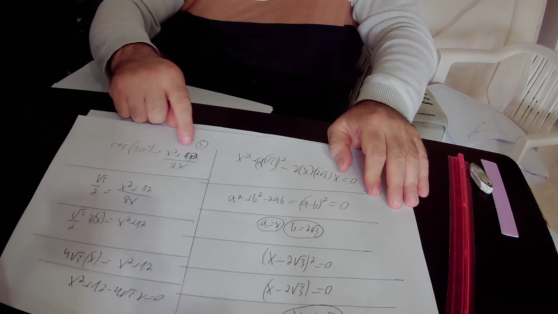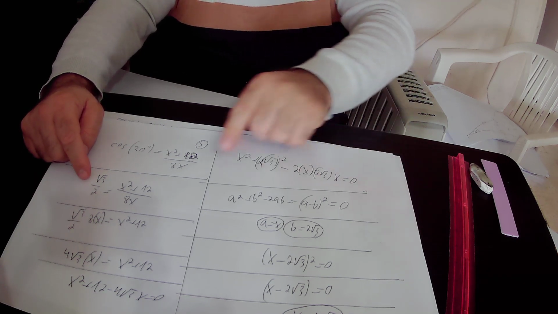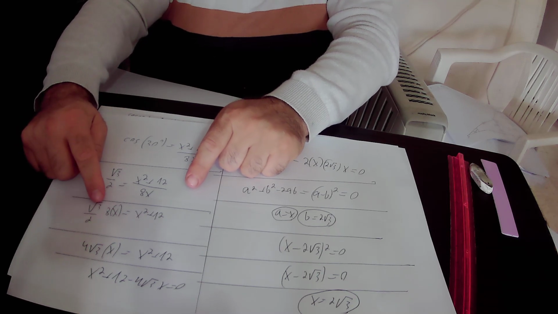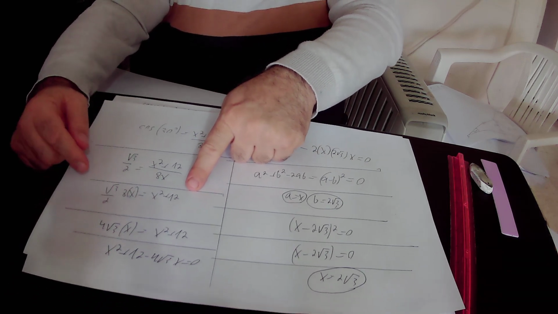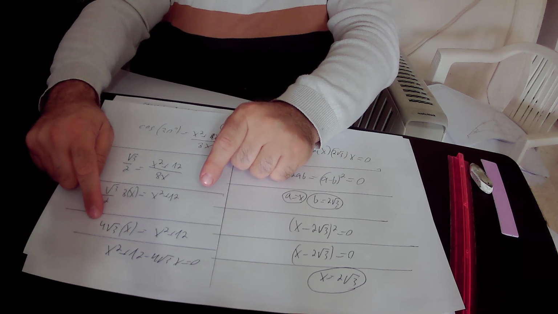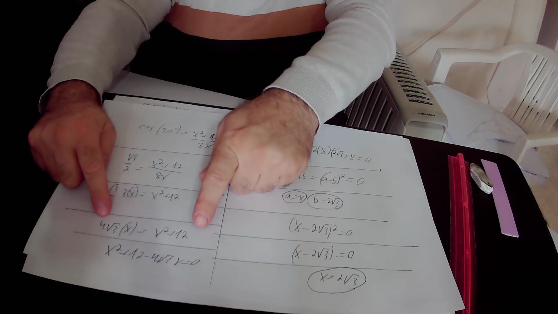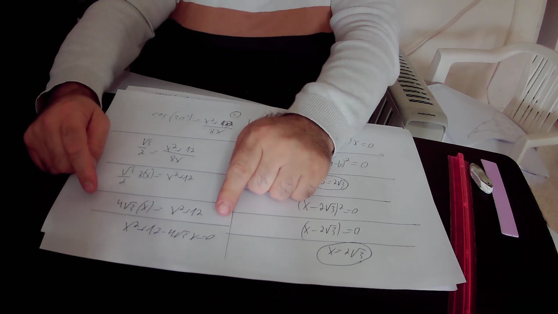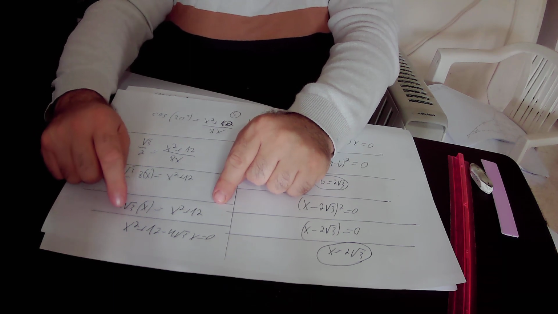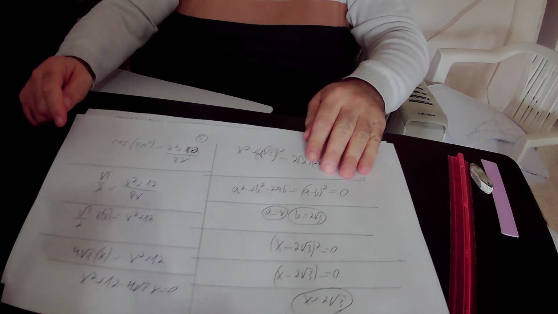And here we have X squared plus 12 over 8X. We multiplied this equation by 8X, and we got that square root of 3 over 2 times 8X equals X squared plus 12. Here 8 over 2 is 4, so on this side of the equation we have 4 times square root of 3 times X equals X squared plus 12. So we subtracted 4 times square root of 3 times X from both sides, and we got that X squared plus 12 minus 4 times square root of 3 times X equals 0.